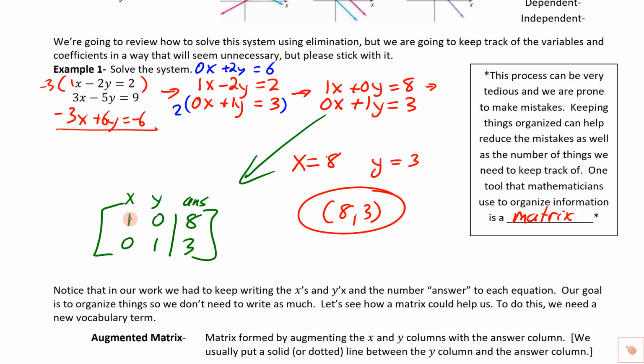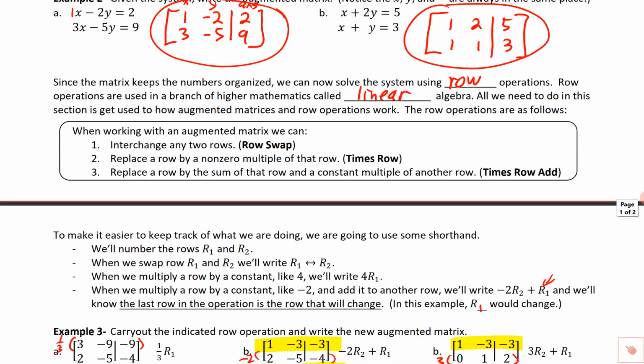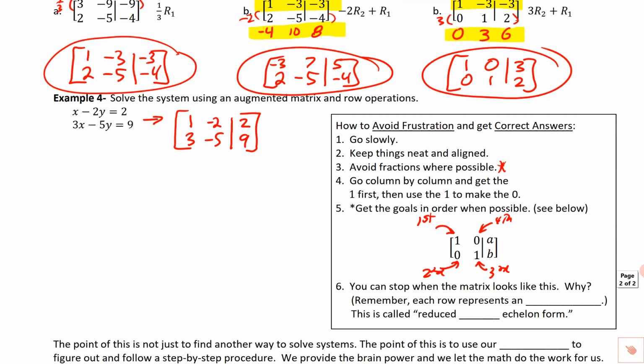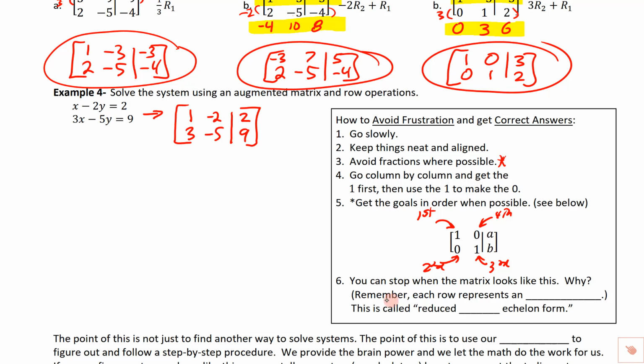We can say, well, we've got 1X and it's equal to 8. We've got 1Y and it's equal to 3. So once you get it to that point, once you get the 1s down the diagonal and 0s everywhere else, you're finished and you can just read off the answer. So remember, each row represents an equation. So in this particular case, each row represents an equation. This equation would be X is equal to A, whatever that number is right there. And then this would mean there's no X's, there's only one Y, and it would equal B. So remember, these are both numbers, so you'd have X equals this number and Y equals that number right there.